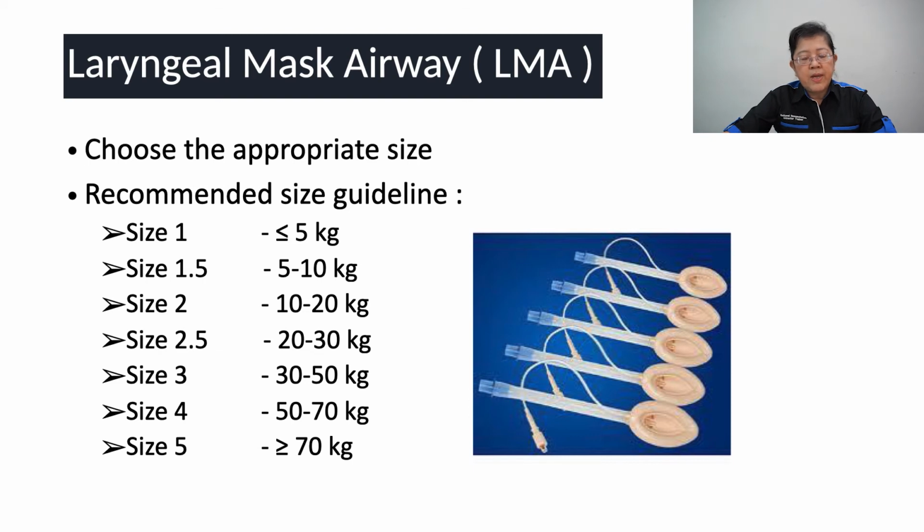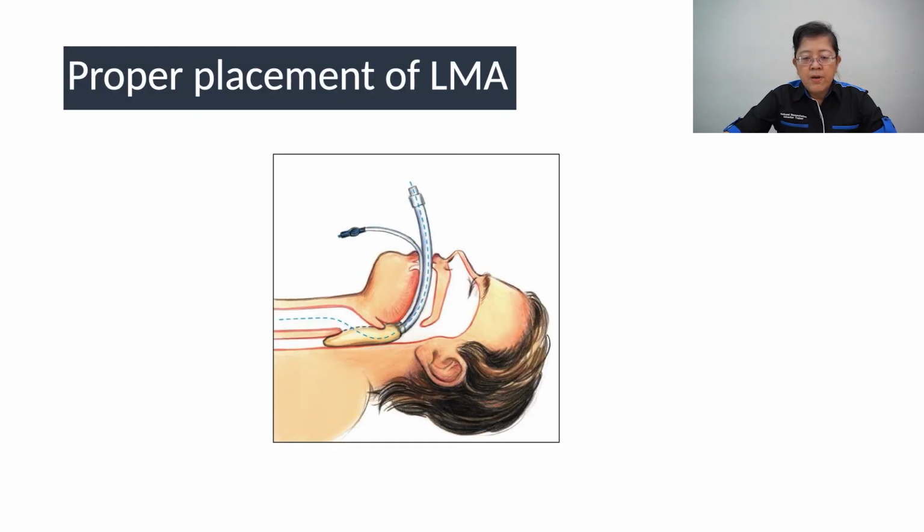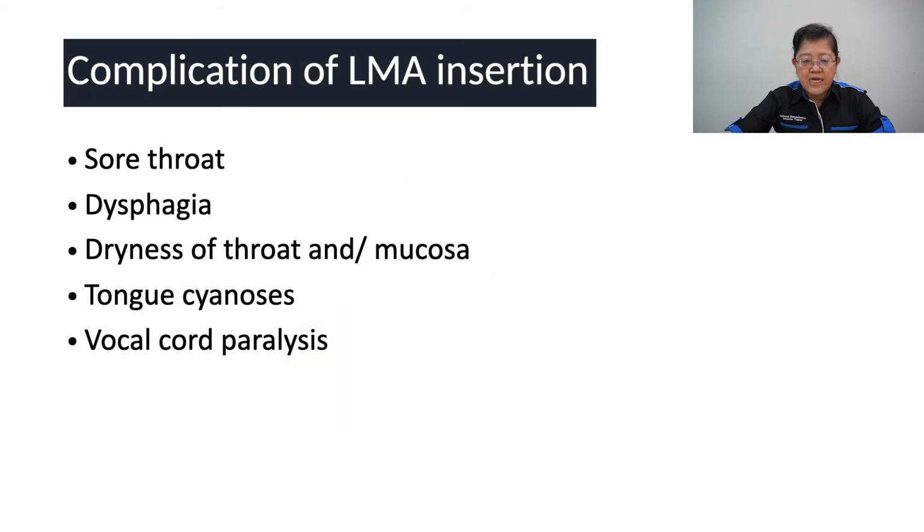Before we use LMA, you got to choose the appropriate size. And the recommended guideline is based on the patient's body weight. We have size 1 to size 5, and for adult use, size 3, 4, 5 are commonly recommended. When the LMA is placed in situ, it should seal the airway and provide good ventilation.